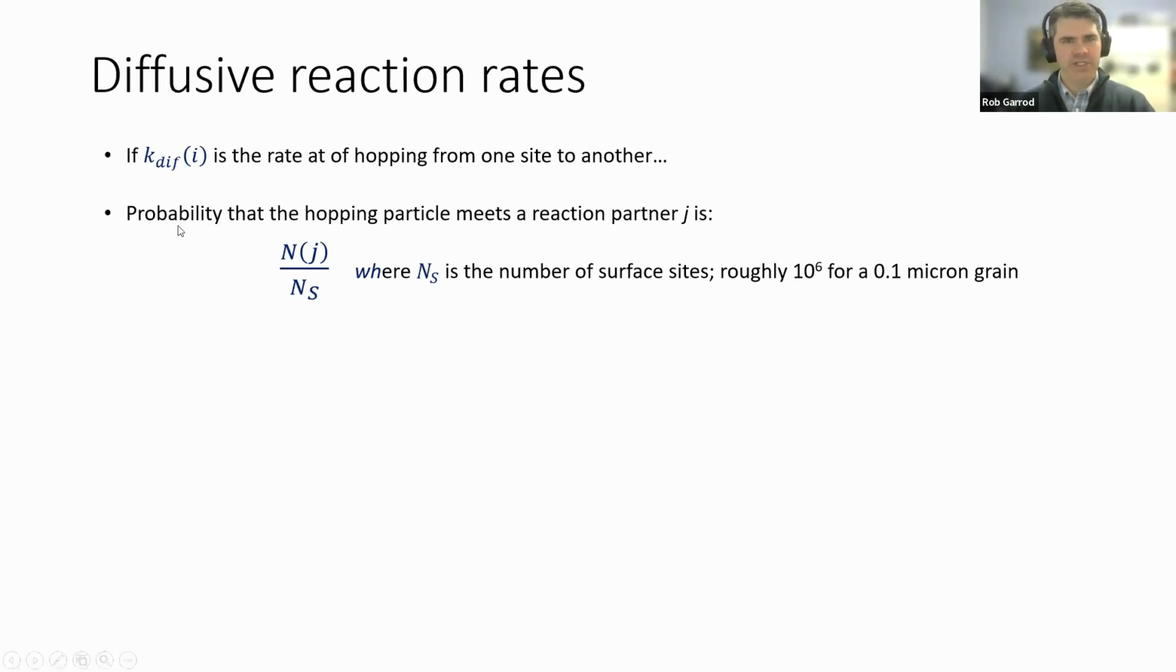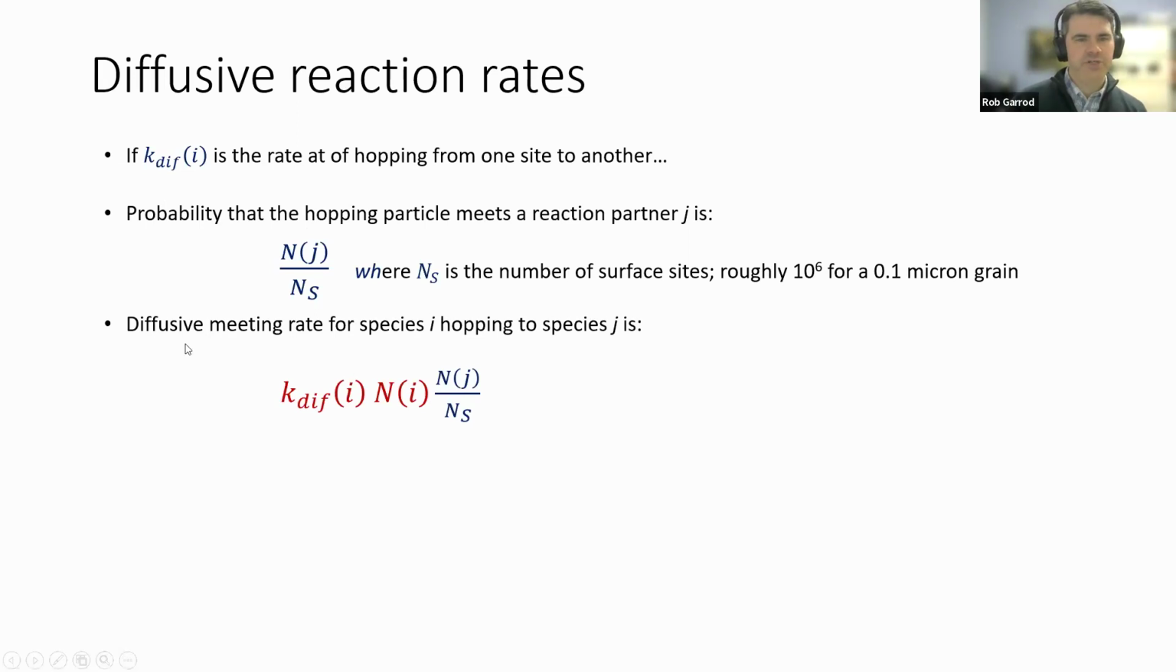So we can say for every hop that takes place, for every time a hydrogen atom on the surface hops, what's the probability that its reaction partner is there waiting for it in that site that it just jumped into? And so that probability will be the abundance, the number, in this case the big N here is just the count of, let's say, oxygen atoms, divided by the count of possible sites where that oxygen could exist, the number of surface sites. Typically, we have about 1 million surface sites on a 0.1 micron sized grain. So that's the probability. If we know how much oxygen there is, and we know how many sites there are, which we do, we know what the probability is of a hydrogen atom meeting an oxygen atom every time it does a hop.